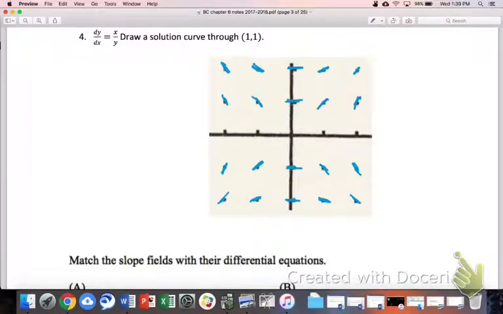Why did I leave the x-axis totally blank? Slope is undefined whenever y is 0. Yep, that's exactly right. So in those cases, just leave those points, whatever they are. In this case, it's the x-axis. Just leave them blank. Okay.